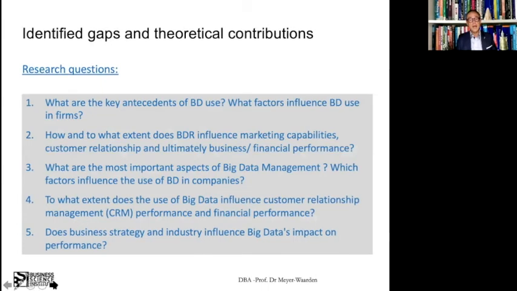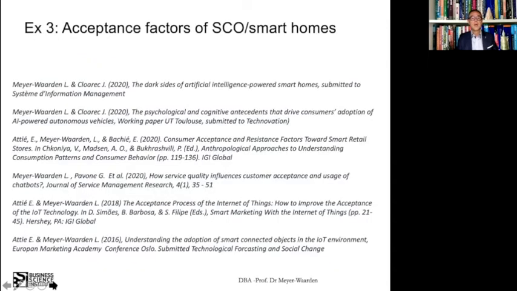These different questions were answered in the research we did. A third example is about the acceptance factors of smart connected objects and smart homes, coming from different articles about artificial intelligence powered smart homes, artificial intelligence powered autonomous vehicles, the acceptance of smart retail stores based on artificial intelligence, another article about how service quality influences customer acceptance and usage of chatbots, the acceptance of Internet of Things, and other smart connected objects in the IoT environment.